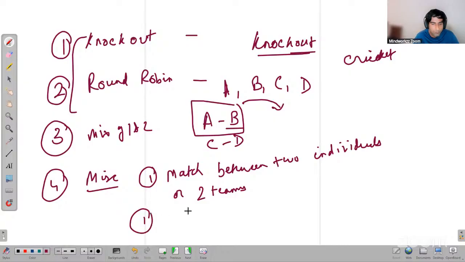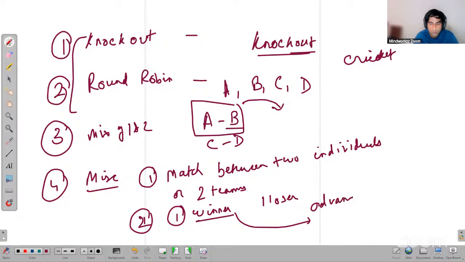So in a particular round, the matchup is between two individuals or two teams, and you have one winner who emerges amongst the two players or two teams playing, and one loser. The winner advances to the next round, and the loser is eliminated.